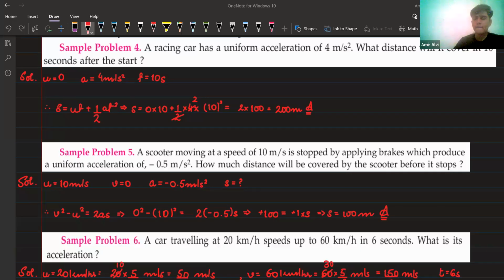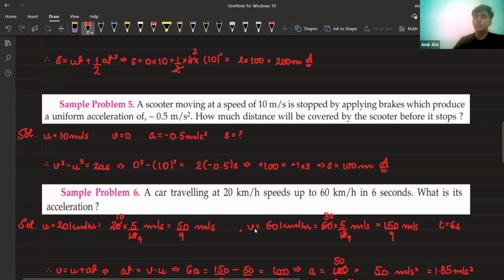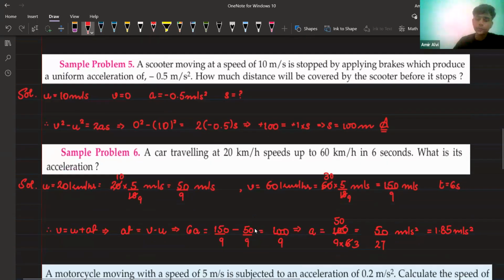Yes, Naisha. Okay, you got the same answer. That's great. So now you just have to use the first equation of motion to get the acceleration. I got like 10 by 3 meter per second. So Naisha, how? See this thing. You have to convert the 60 kilometer per hour into meter per second. Okay, wait, one second.